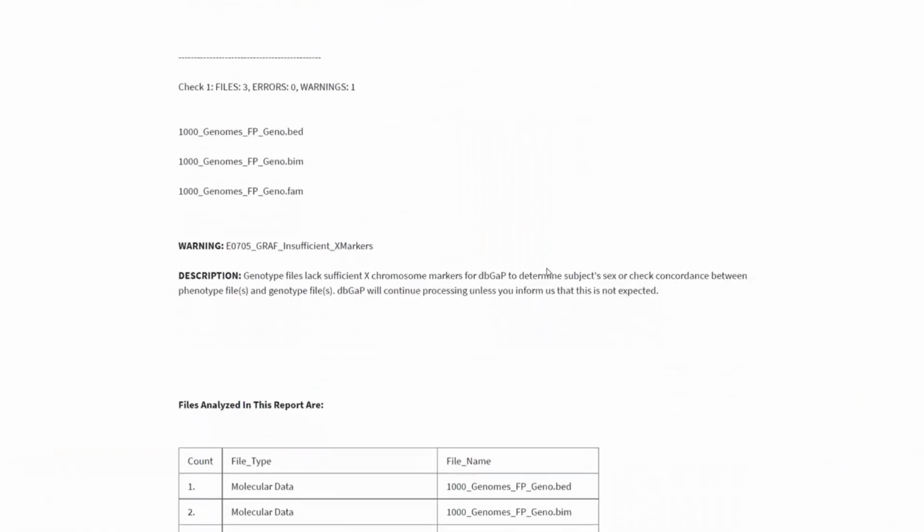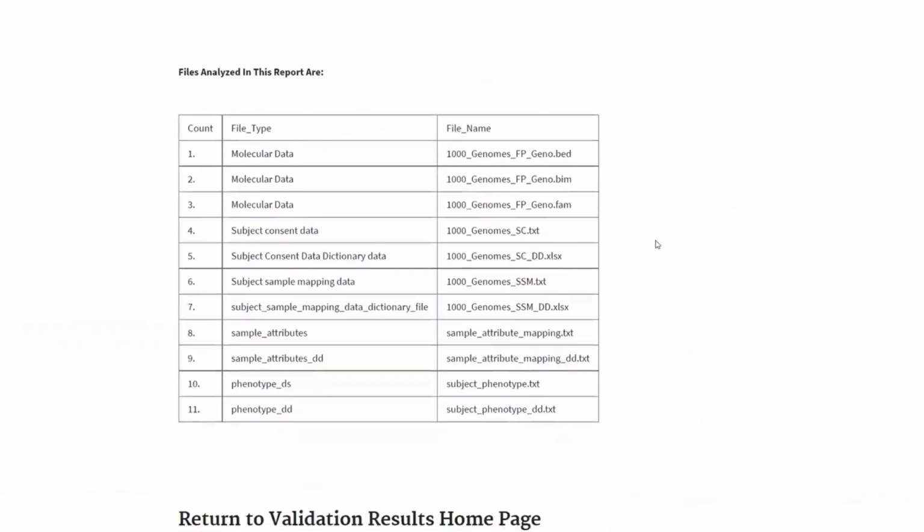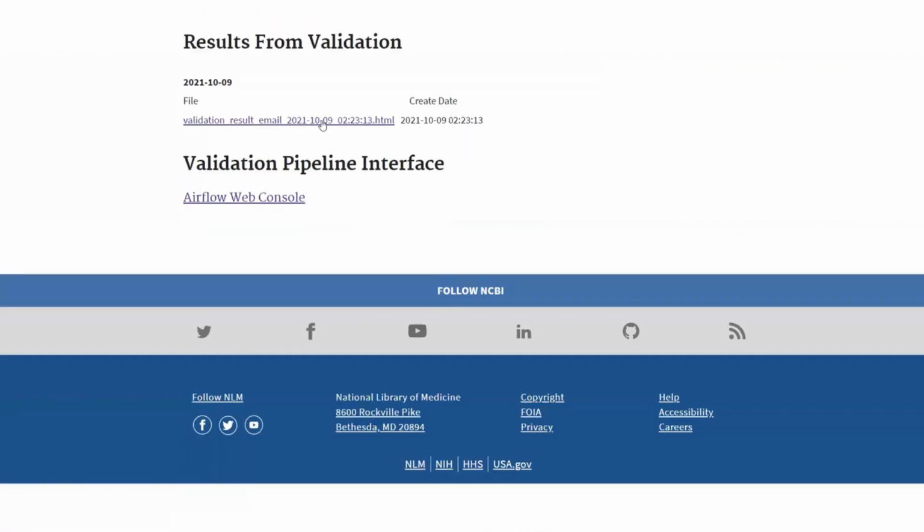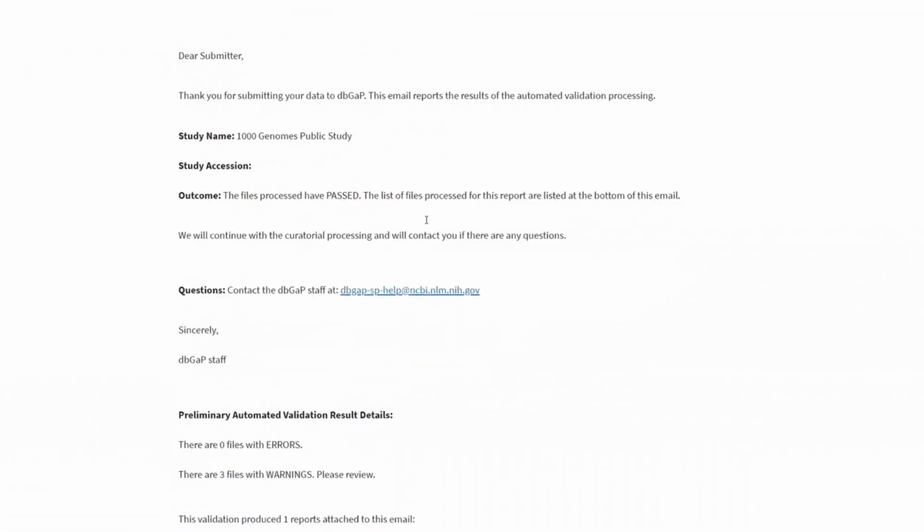So going back to this email, these are the files that were analyzed in the report, and these are the files that you've specified in your metadata.json file. So again, in this email, there is this one file that's produced that you can take a look at.